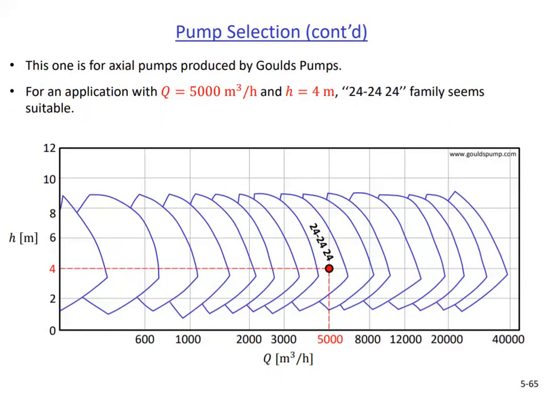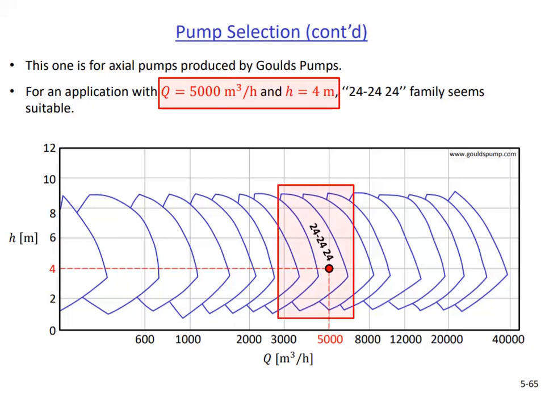This is another pump selection chart provided by a different manufacturer. This one is for axial pumps, and that's why you see low head values but very high flow rates. Let's say that in our application we are looking for a flow rate of 5000 cubic meters per hour and a head of 4 meters. If we locate this operating point on the chart, we see that it falls on the pump family designated as 24-24 and 24. We need to examine the technical documentation of this family to learn extra details, such as the efficiency and power consumption.